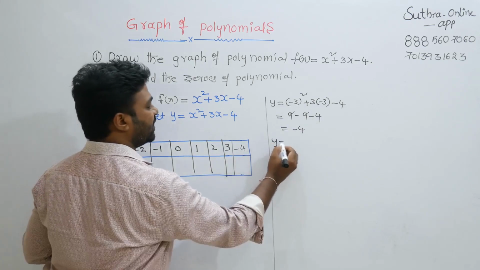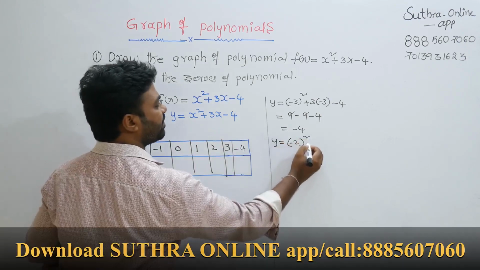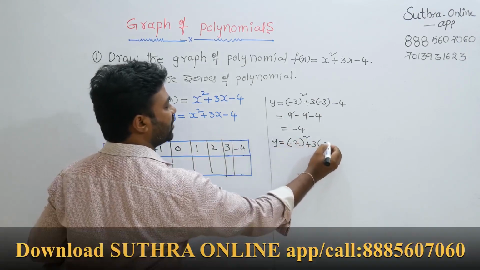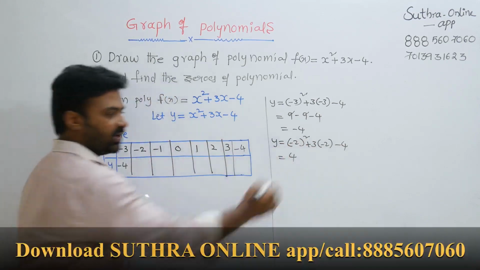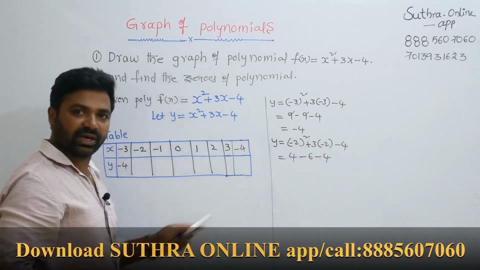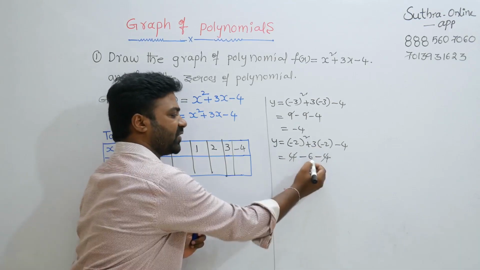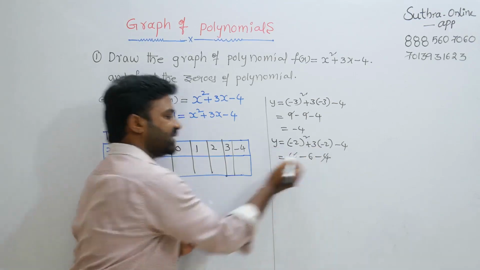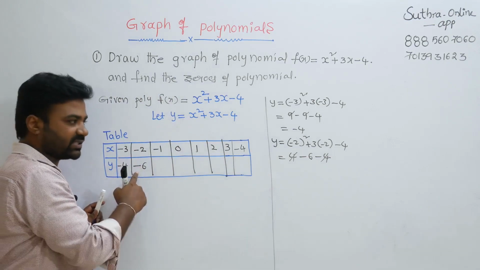Next, again, x is equal minus 2. Now minus 2 whole square plus 3 into minus 2 minus 4. Minus 2 whole square is plus 4. Now 3 into minus 2 is minus 6. Again it is minus 4. Plus 4 minus 4 cancel. Here minus 6, so y equal minus 6. Then write here, if x equal minus 2, y equal minus 6.